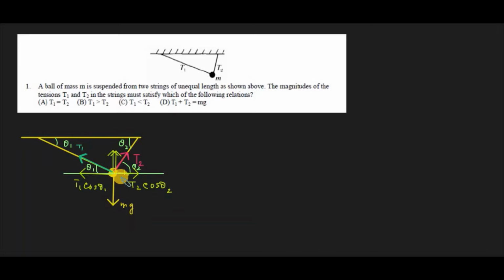Since it is in equilibrium, we can say the net force on the system will be 0 along the y and the x axis. We can define the y axis as this one and the x axis as the horizontal axis. Let's consider the net force along the horizontal direction, it should be 0. From there we can see T2 cosine theta 2 is equal to T1 cosine theta 1. If you take this ratio, T2 upon T1 is equal to cosine of theta 1 upon cosine of theta 2.